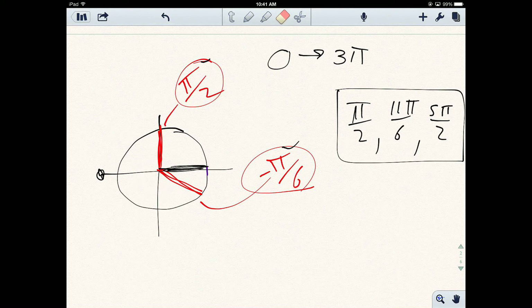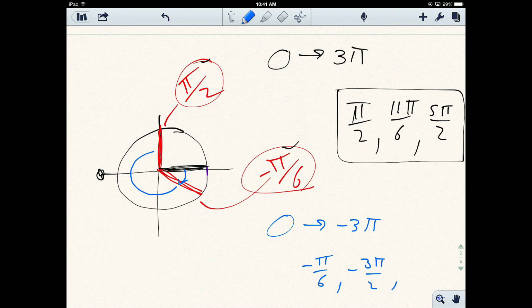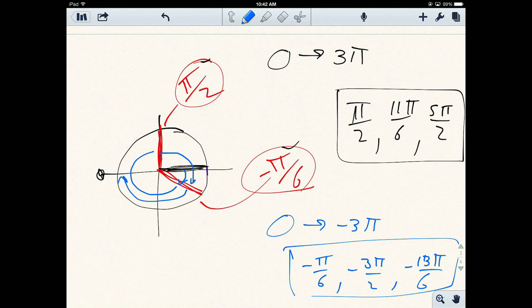Let's look at the same thing, let's use a different color just so we can see it. Let's look at a different one going from 0 backwards to negative 3 pi. So we'd start here and we'd say, oh, here's one at negative pi sixths. Keep going. Here's one at negative 3 pi halves. Keep going. Here's another one at, let's see, negative 13 pi sixths. And keep going, cashed out at negative 3 pi. Okay, so there's our other set of solutions.